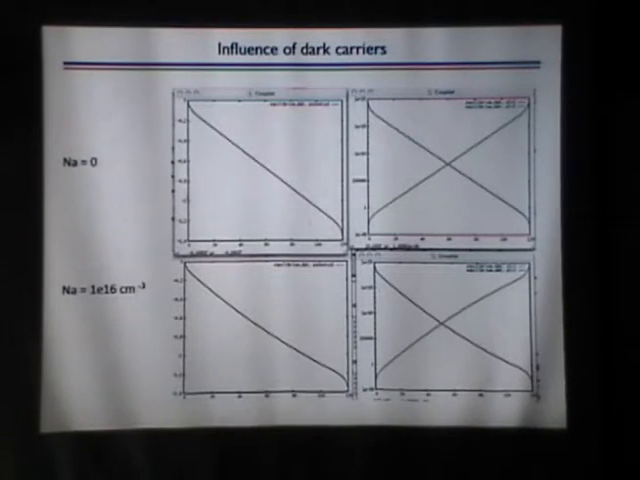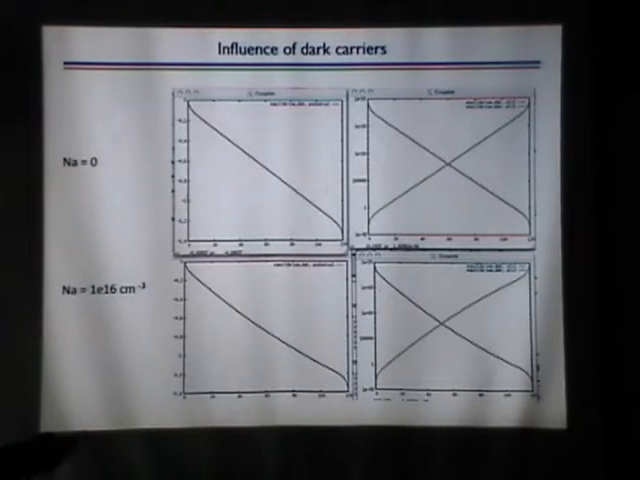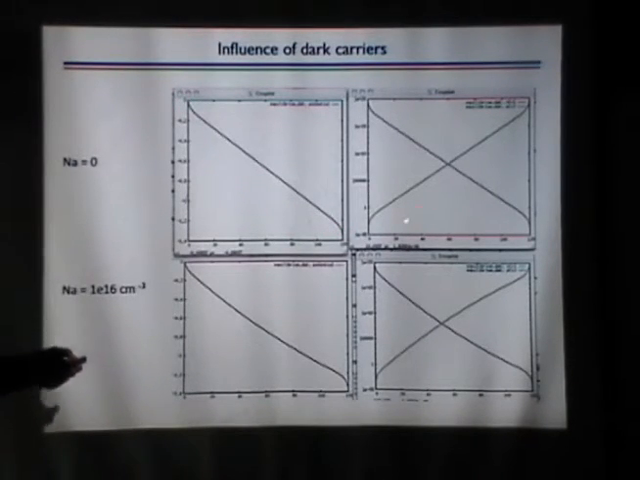Okay, so now we can go and use the model to see what's going on with the bands inside the device. So again, if we have Na equals 0, no dark carriers, then under short circuit conditions, we see the mostly straight band with a little bit of bending here and here. Here are the carrier densities.